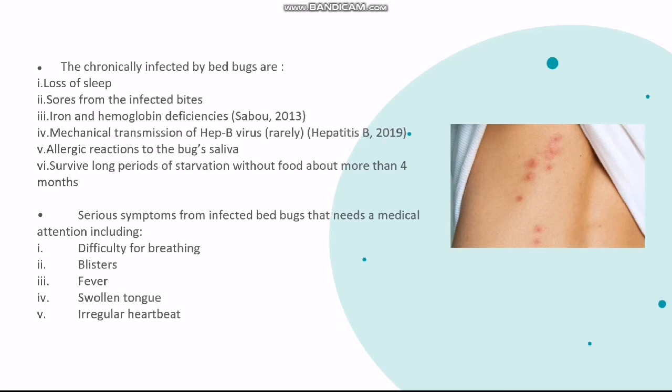Sixth, bedbugs survive long periods of starvation without food, more than 4 months. The population of bedbugs can grow quickly, as it could grow 4 times in just an 11 to 15 week span. Serious symptoms from bedbug infestation that need medical attention are difficulty in breathing, blisters, fever, swollen tongue, and irregular heartbeat.